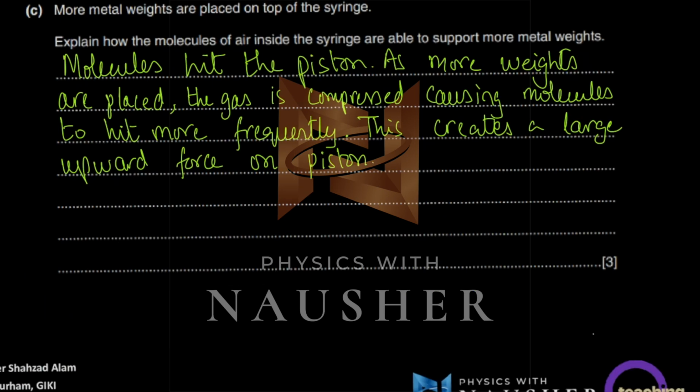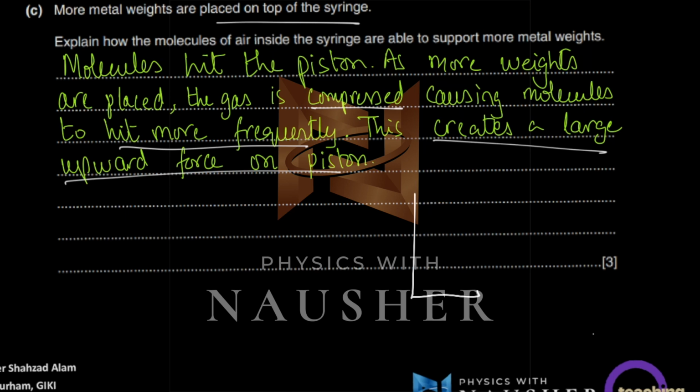Now when you place more metal weights on the top of the syringe, what's going to happen? They're going to exert more pressure on the piston. As a result, the gas will be compressed, which will cause the molecules to hit more frequently, and this creates a large upward force on the piston, and that's how they're able to support more weights.